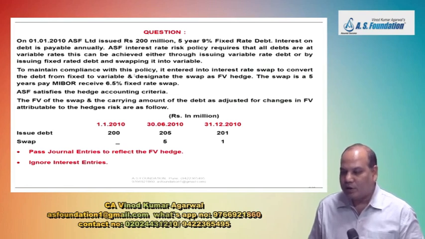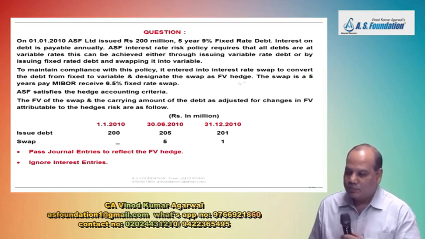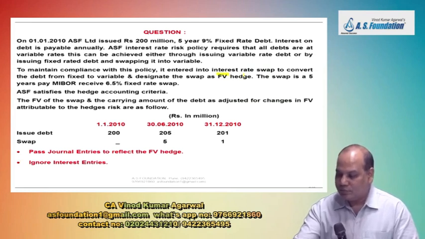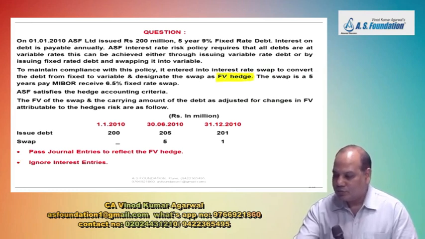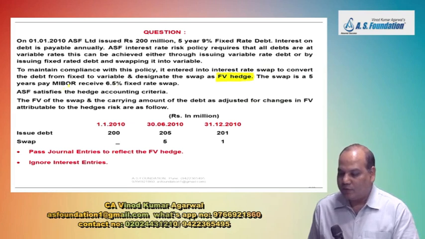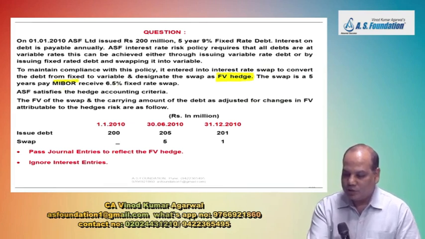To maintain compliance with this policy, it entered into interest rate swap to convert the debt from fixed to variable and designate the swap as underlying fair value hedge. Because your answer will change if it is a cash flow hedge. So when the problem gives you a particular hedge, follow. The swap is a 5-year pay MIBOR. What is MIBOR?